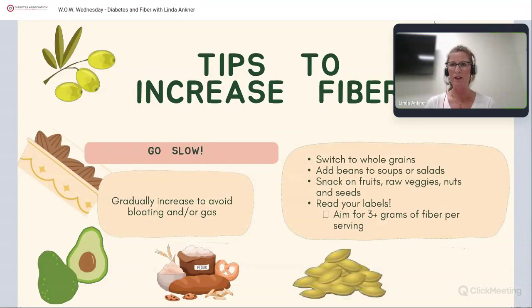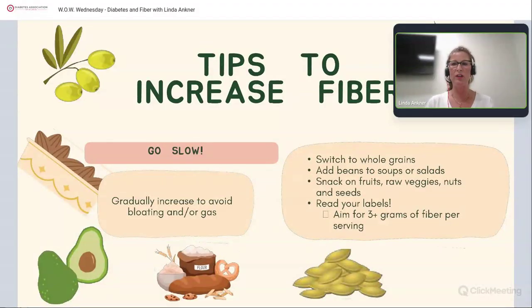The first thing we want to talk about is, as we think about increasing fiber, we definitely want to go slow with this. Adding too much fiber too soon can cause bloating, gas, and just some general uncomfortableness. So, you want to make sure that you're slowly increasing your fiber intake. If you're one of those people who is at the lower end, maybe you're only getting about 15 grams of fiber a day, and you want to reach that 25 mark, it might be a good idea to start maybe 5 grams at a time as your body is getting used to it, and work your way up.